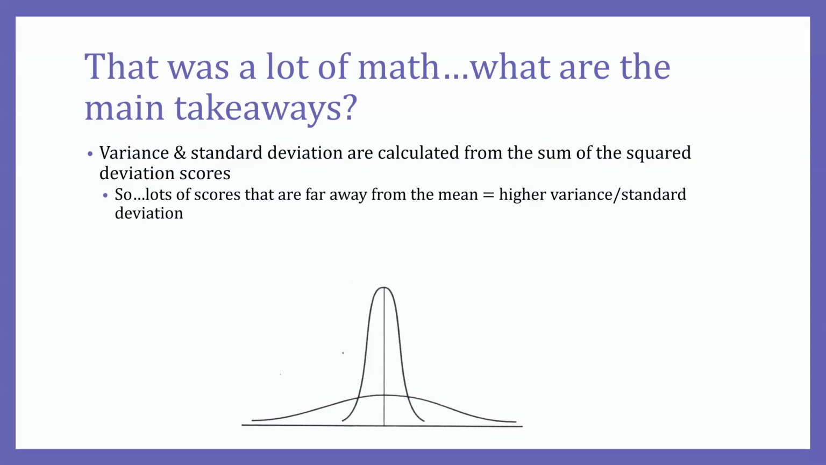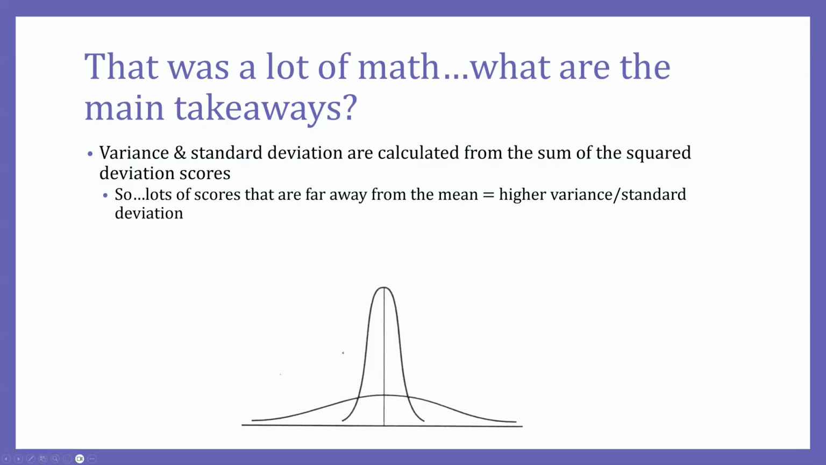Both variance and standard deviation are calculated from that sum of the squared deviation scores. So what we're going to see here is with our distribution, if we have lots of scores that are very, very far away from the mean, with this distribution here, we see it's very much spread out, lots of scores that are very, very far away, we're going to see a much higher variance and much higher standard deviations. The average distance from the mean is pretty far away, compared to this distribution here where the scores are tightly clustered. Here, we're not seeing too much variability.